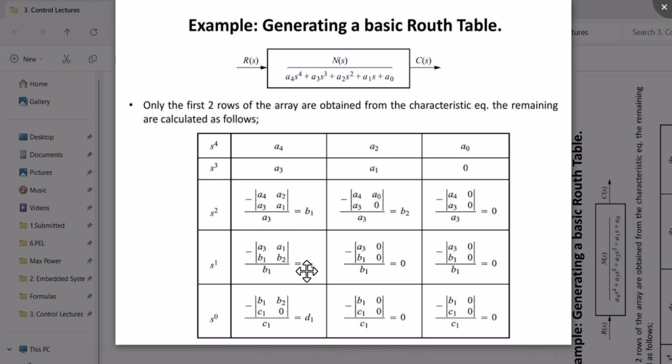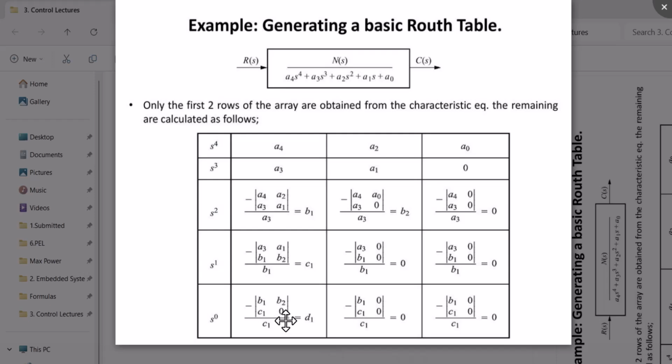Now at s1, how will we get this? We will get this from a3, b1, and then a1, b2. These will be the determinant elements, with minus 1 over b1 outside: a3, b1, a1, b2. Okay, this is c1. And here how will we get this? Minus 1 over b1 times the determinant of a3, b1, 0, 0, we get 0. Here again minus 1 over b1, a3, b1, 0, 0, and this will be 0.